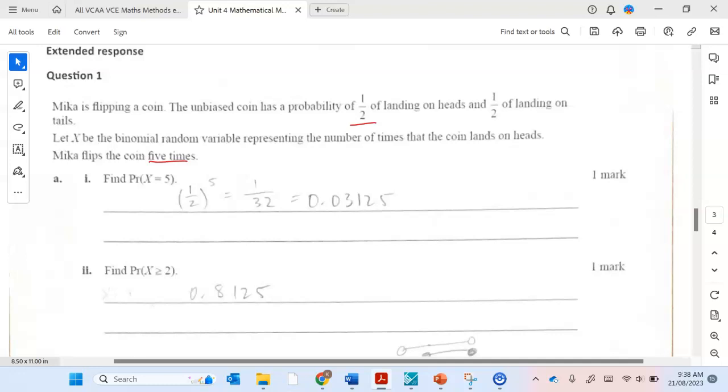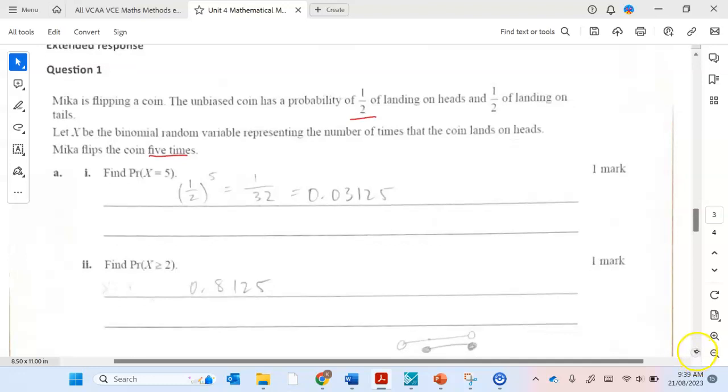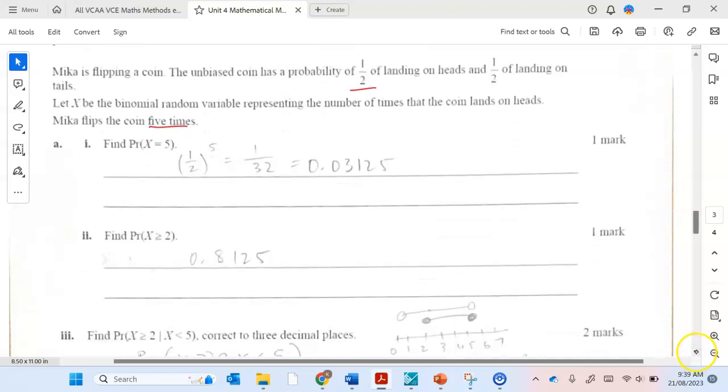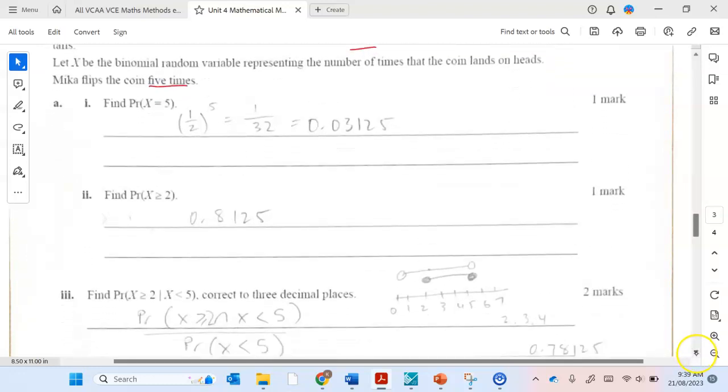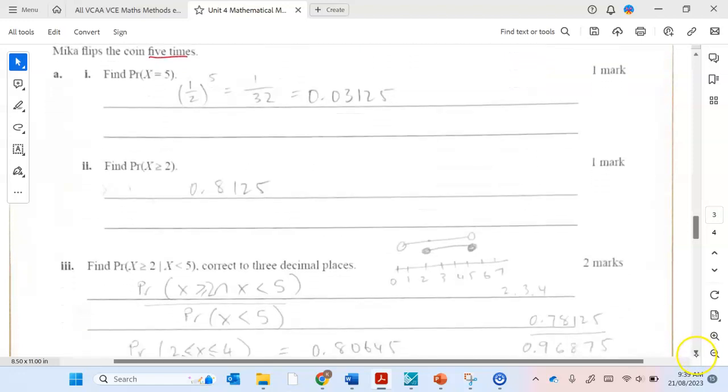Now, a lot of you lost marks on this question because you rounded. At no time in the question did it say to round. It did not say give your answer correct to 3 decimal places or 4 decimal places. So you leave it either as 1/32 or 0.03125. You have your calculator, so you don't leave it as a half to the power of 5. So don't round. Otherwise, you get 0 for such an easy question.